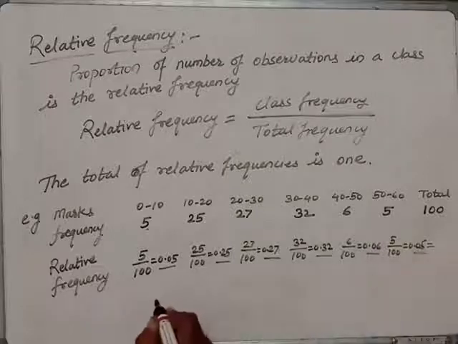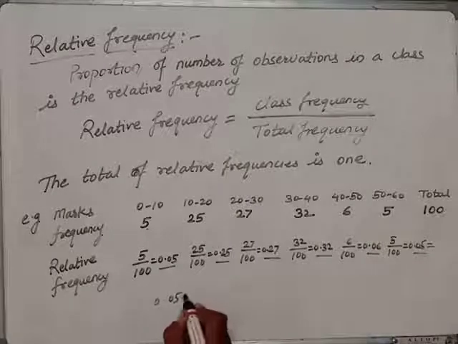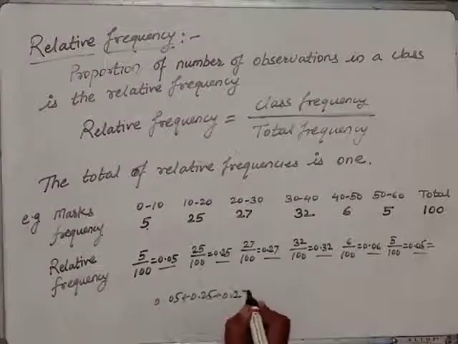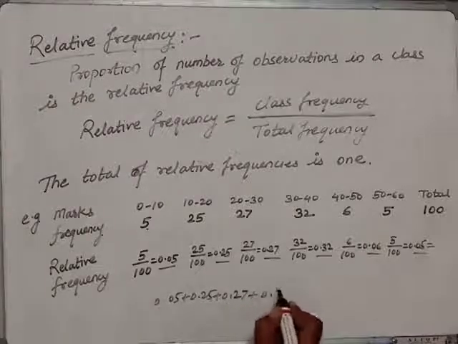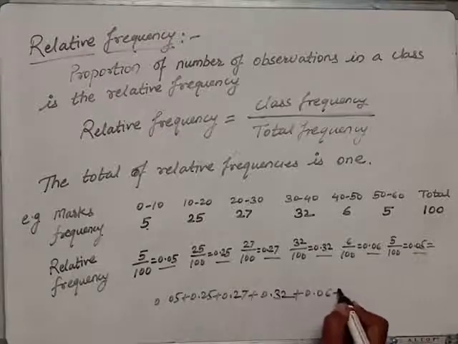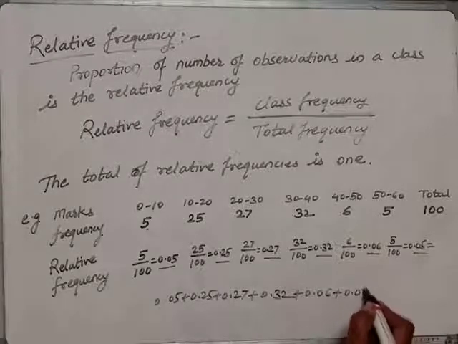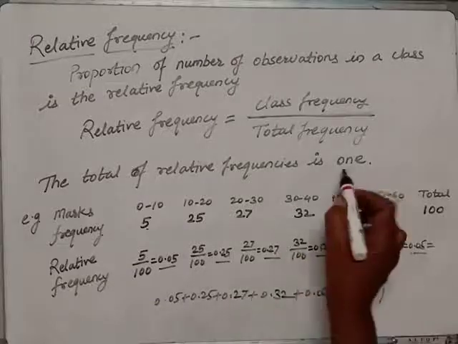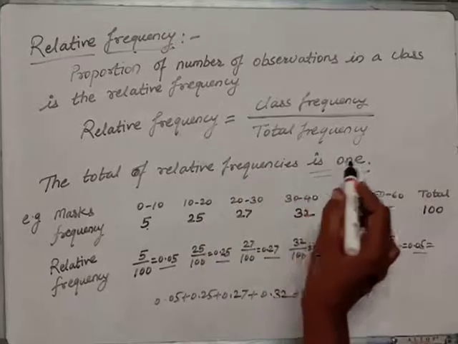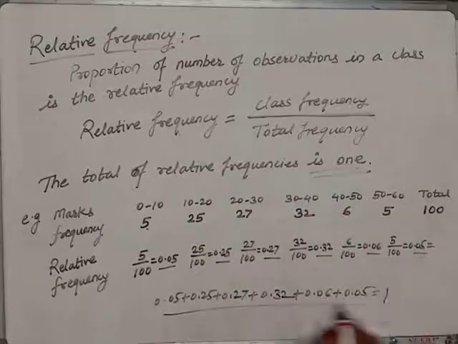And you can check the sum of these all. Sum of these all: 0.05 plus 0.25 plus 0.27 plus 0.32 plus 0.06 plus 0.05 will be what? 1. The total relative frequency is 1.